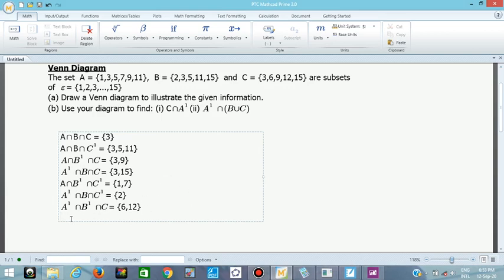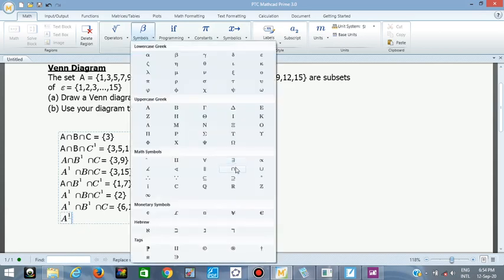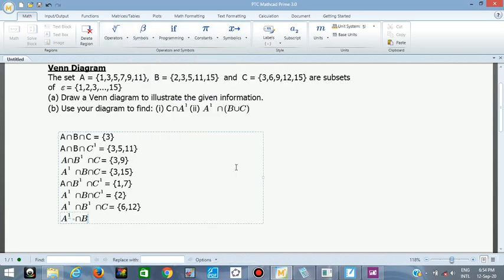So let's move on. A complement intersection, B complement intersection, C complement. Yes. So this one is equal to what now? So we are talking of those elements that are not in A, B, and C, but we have them in the universal set. Remember, universal set is from 1 to 15. So what are these elements?